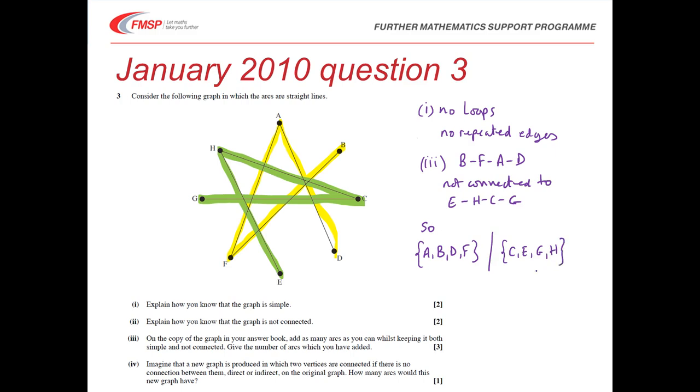And there are 2 marks for that part of the question, one for spotting what's going on and making it clear, and the second for identifying the 2 distinct sets of vertices.